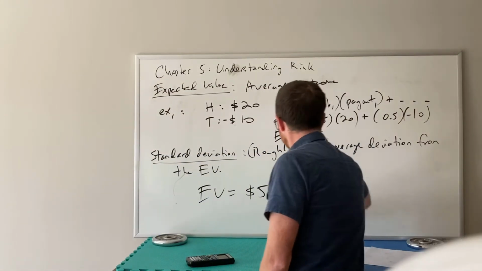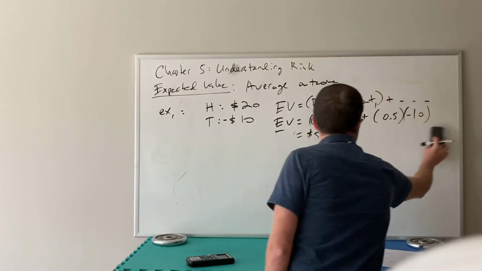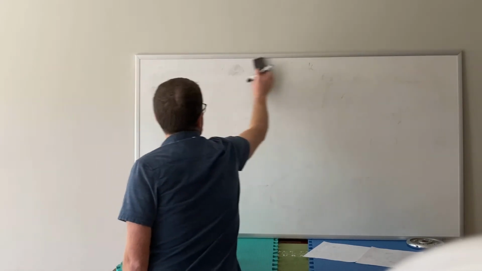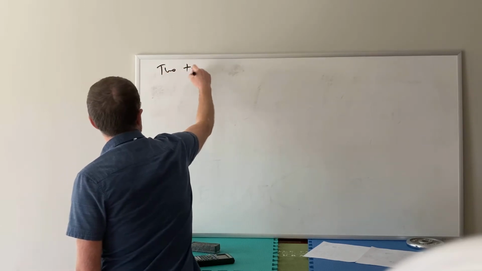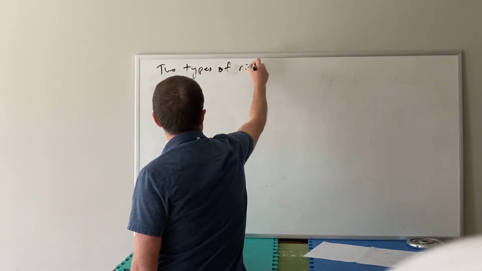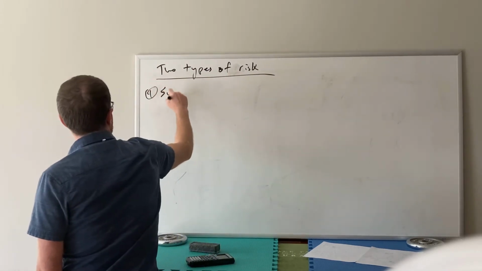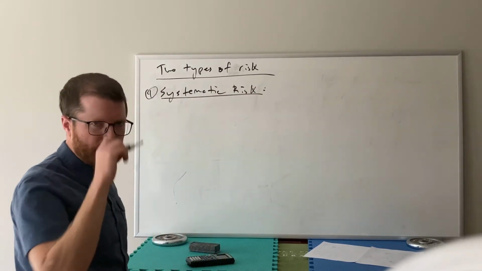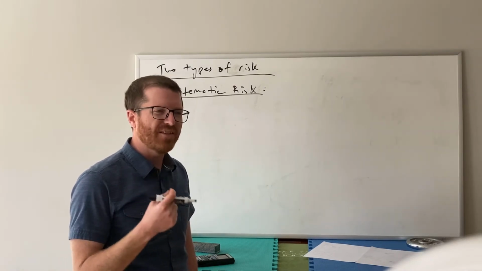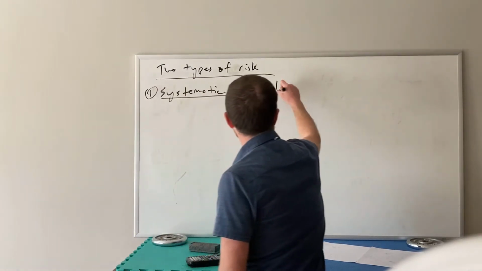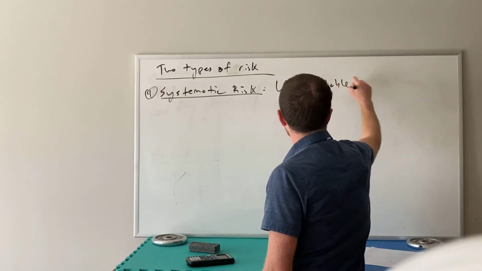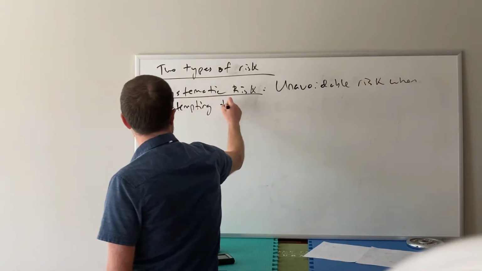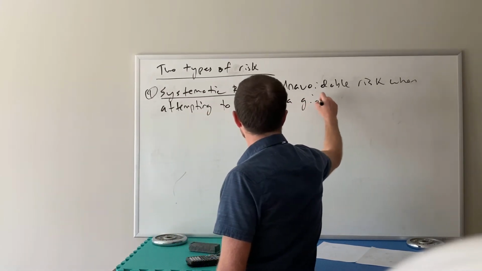When it comes to risk, as you know, risk is unavoidable to some extent. And there are basically two types of risk that we face. Probably these are terms you've seen. One type of risk is systematic. Systematic risk is basically risk that you really can't avoid if you are trying to achieve a certain level of return over time. So this is unavoidable risk when attempting to receive or attain a given level of return.